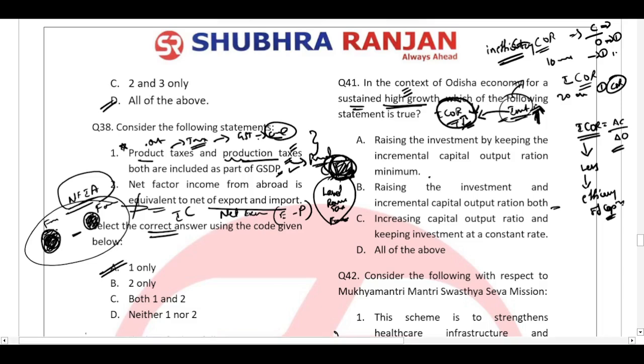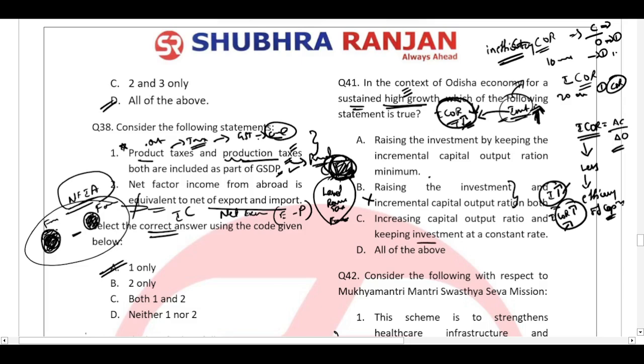Option B says raising the investment and incremental capital output ratio both. See, in this case what is happening, if I increase the investment and I increase the incremental capital output ratio, I'm increasing the investment, but I'm also increasing the inefficiency. I'm not using the capital investment efficiently. So will the output rise? In this case the output won't rise.